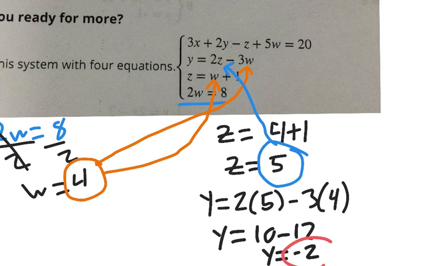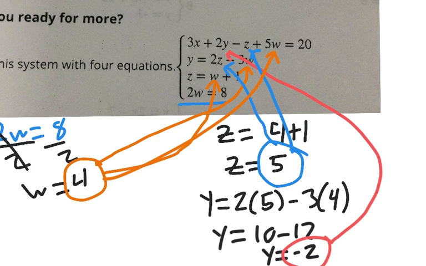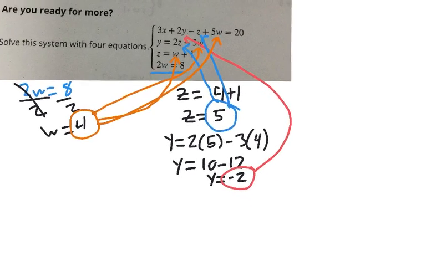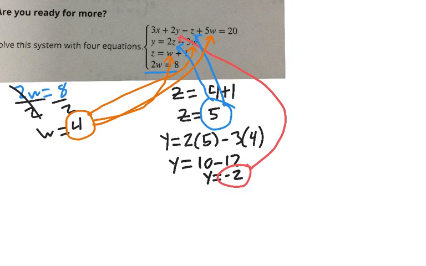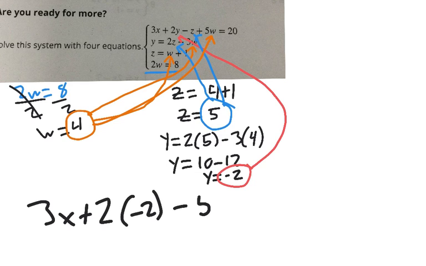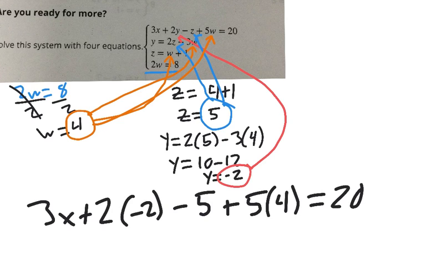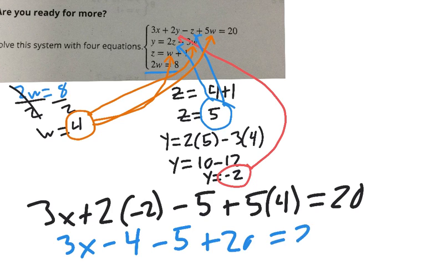And then I could take this, and now I know 3, and plug all 3 of them into the top equation. There goes Y, there goes Z, here goes W. This literally all it is, is plugging in stuff and doing simple math. So that would be 3x plus 2 times negative 2 minus 5 plus 5 times 4 equals 20. That would be 3x minus 4 minus 5 plus 20 equals 20.